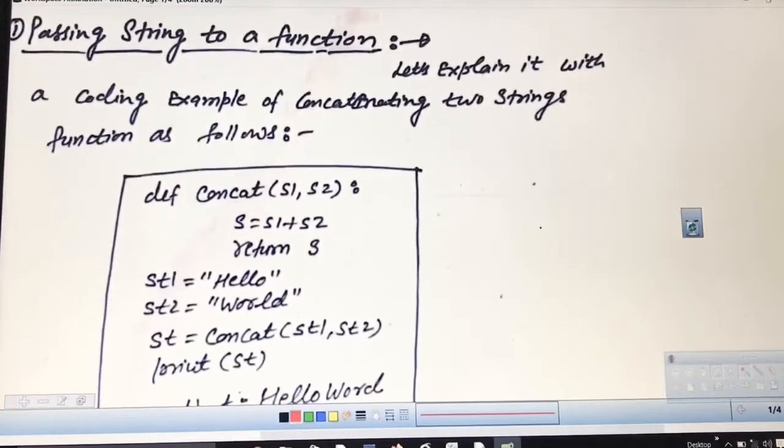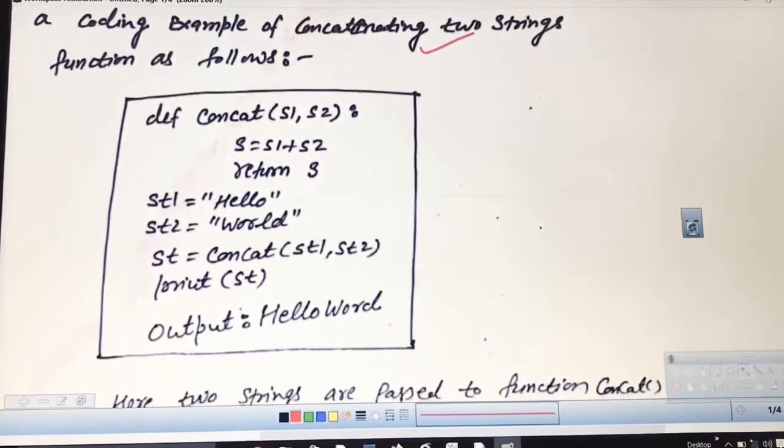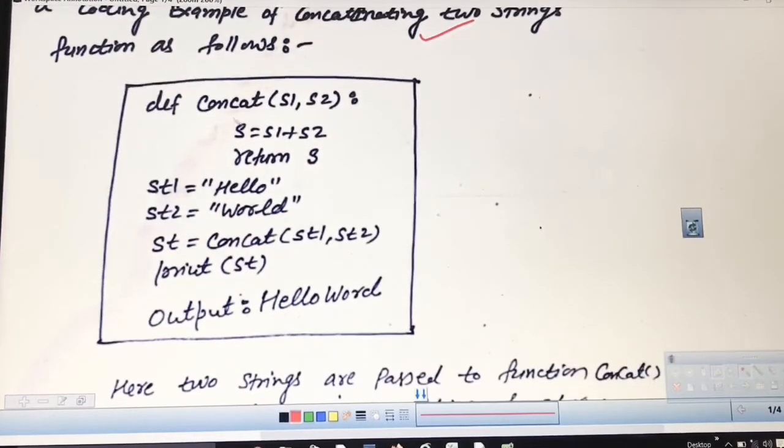First, passing a string to a function. So let's explain it with the help of coding examples directly. See here, I have taken a function concat which takes two arguments. Then I put a plus symbol between them and it will return the result s. So in the main program I take two strings, st1 and st2, in which the values are hello and world, and I pass them to the concat function.